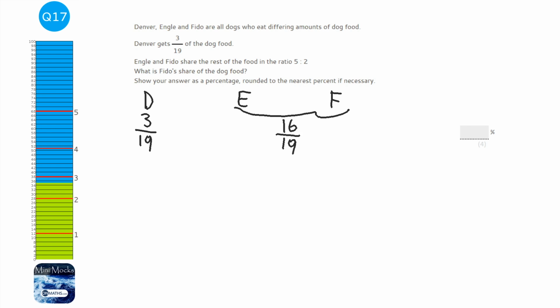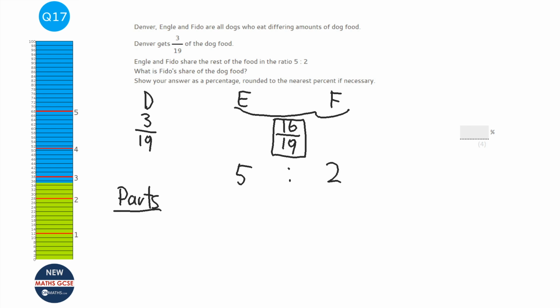So we can kind of ignore Denver now because we used Denver's amount, or fraction of the food, to work out Engels and Fido's combined. So that's how much food they'll get, but they're sharing it in the ratio of 5:2. So in total, the amount of parts they have is 5 plus 2, which is 7. So there's 7 parts altogether.